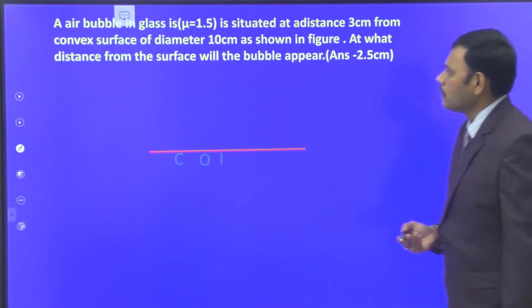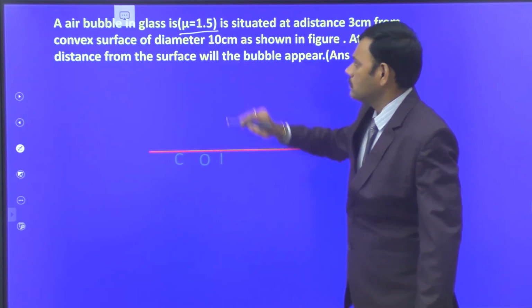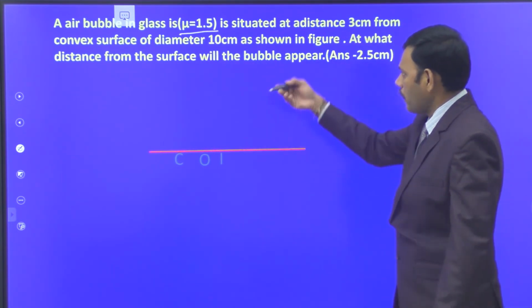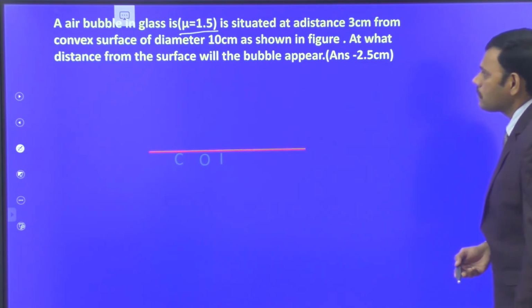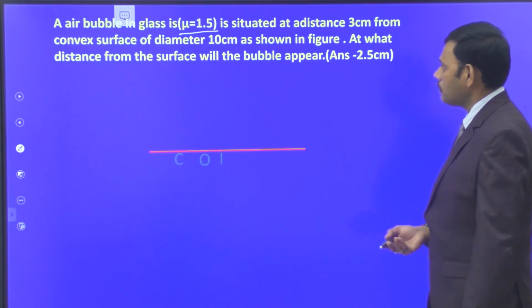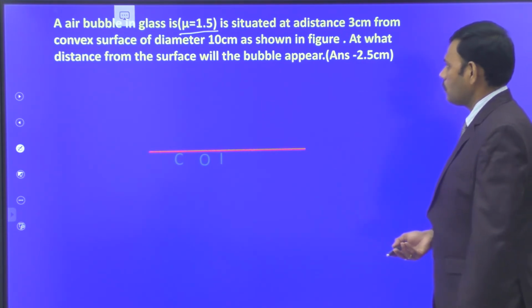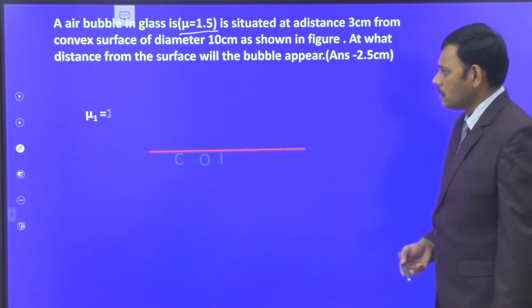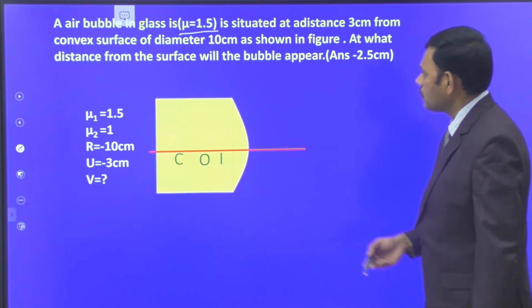Here is an air bubble in glass, and the refractive index of glass is given. An air bubble in glass whose refractive index is 1.5 is situated at a distance of 3 centimeters from a convex surface of diameter 10 centimeters as shown in the figure. At what distance from the surface will the bubble appear? Let us see the diagram so that we can know about the data.